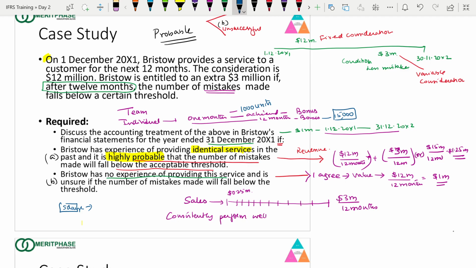That has changed the concept in IFRS. In IAS 18 and 19, it was there. In IFRS 15, it has been changed. So, there is a fixed consideration and a variable consideration. Fixed consideration is the salary. Variable consideration is the commission and benefits.